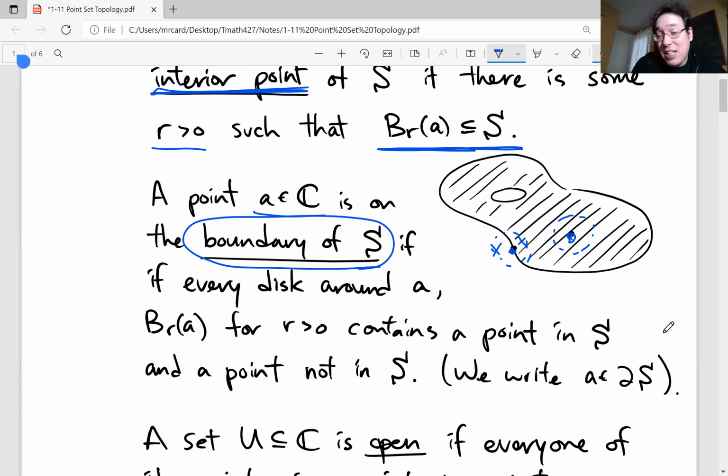And actually, this point itself does not have to belong to the set. It could be on the outside of the set as well, or it could be inside. It could be either, and it could be on the boundary, depending on whether the edge is included in the set or not.